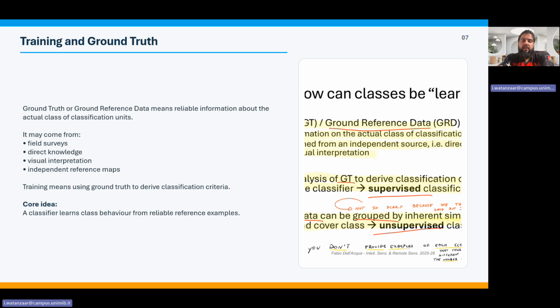What do you mean by that? Let's suppose a sensor observed a certain data, and we train a model on that, and later on we can check on these ground truths again. And this is how, in the training, we cross-check with these ground truths whether the derived classification criteria are meaningful or not. The core idea here is that the classifier learns class behaviors from reliable reference examples.